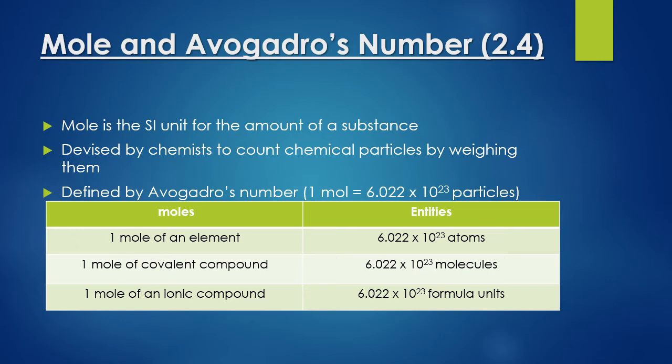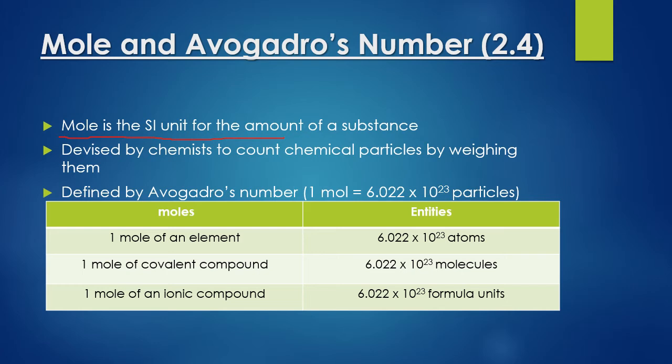On the previous slide, we said the units when we calculate molar mass were grams per mole. Now, mole is a term that we haven't looked at yet in this course. We're going to look at the mole and Avogadro's number. So what exactly is a mole? A mole is the SI unit for the amount of a substance. So when we talked about SI units in Chapter 1, the International System of Units, the mole is the unit for the amount of a substance.